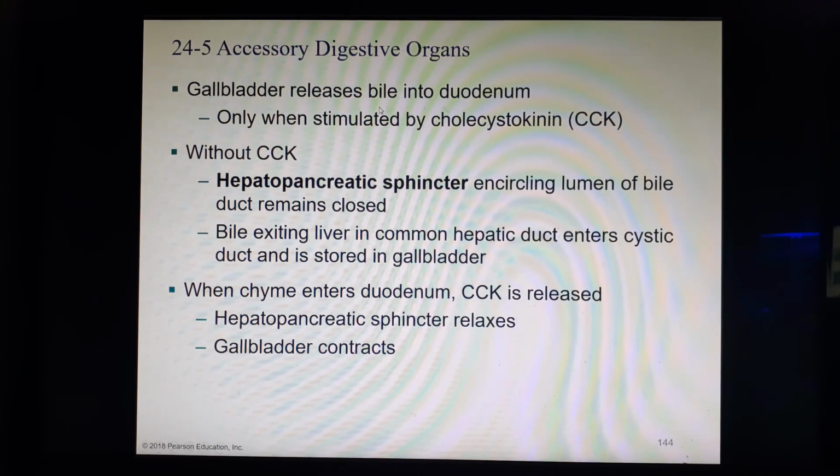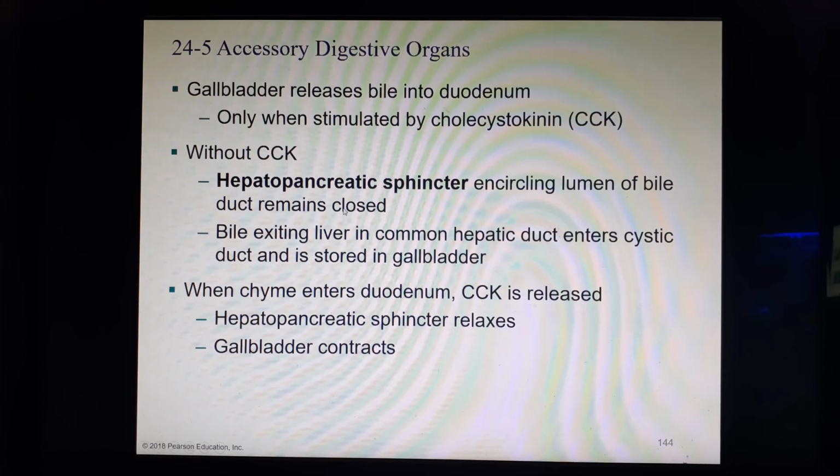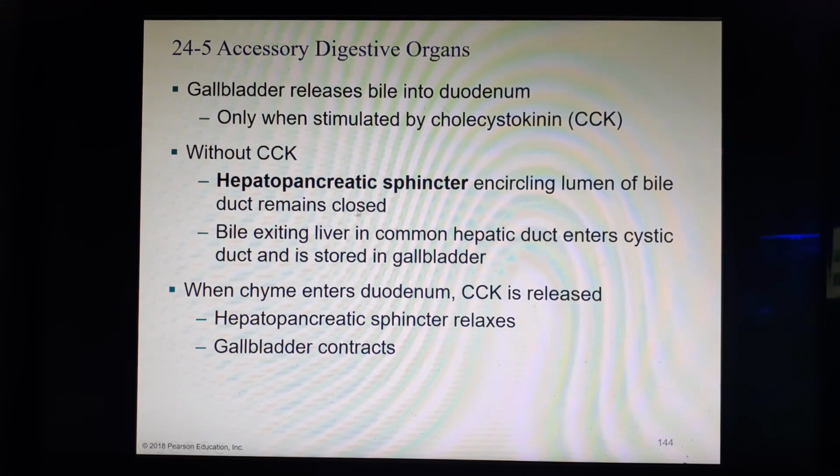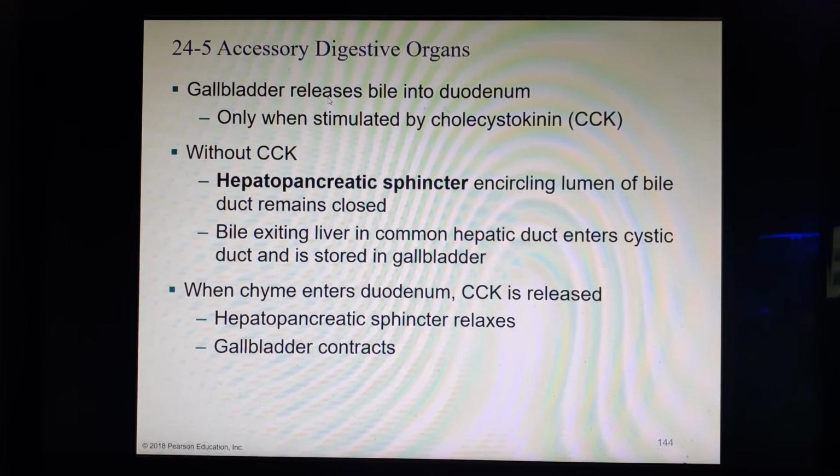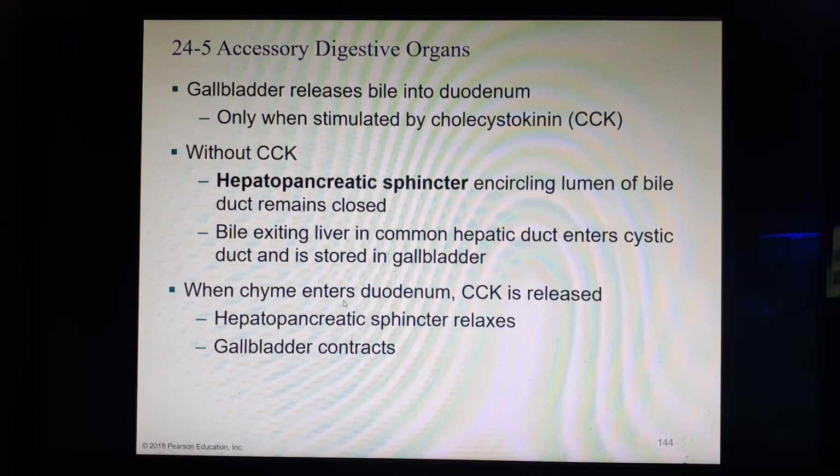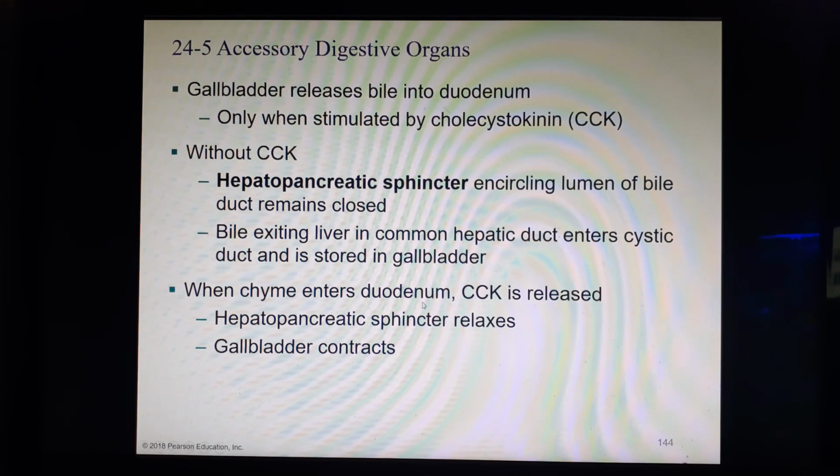The gallbladder will release bile into the duodenum through the duodenal ampulla only when stimulated by cholecystokinin. Without it, there is a hepatopancreatic sphincter and it will stay closed. So opening the sphincter allows the bile to enter. Bile exiting the liver and the common hepatic duct enters the cystic duct, and since this sphincter is closed and it can't enter the duodenum, it backs up the cystic duct to fill the gallbladder. When the chyme leaves the stomach and enters the duodenum, if it senses a high amount of fat, cholecystokinin is released, which causes that sphincter to open. The gallbladder contracts and squirts the bile into the duodenum to dissolve the fat in the food.